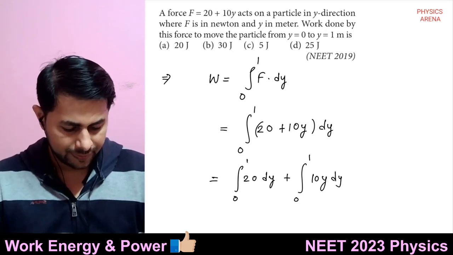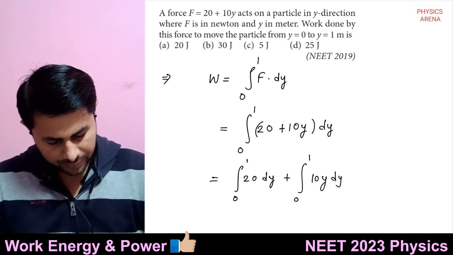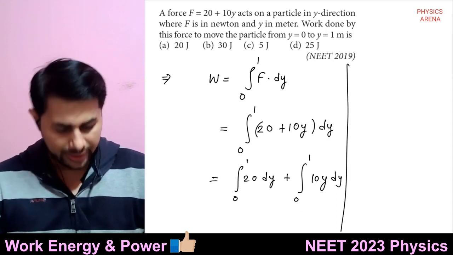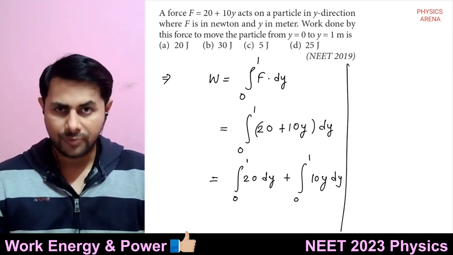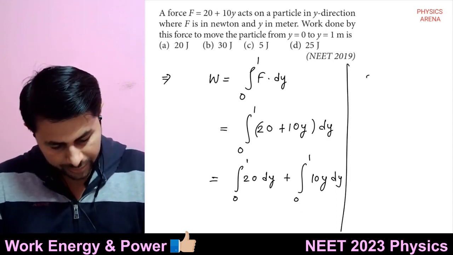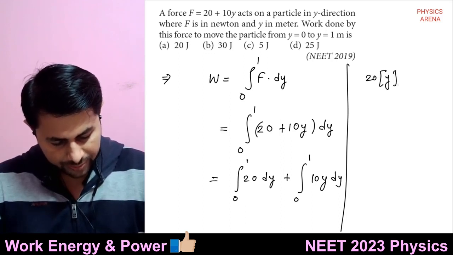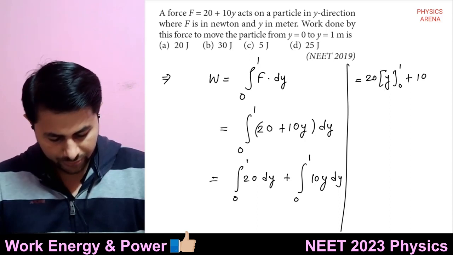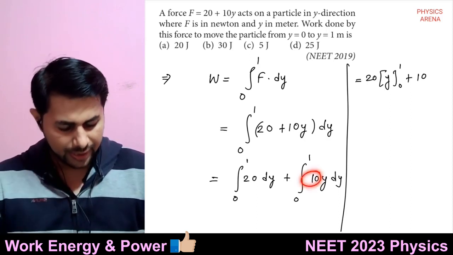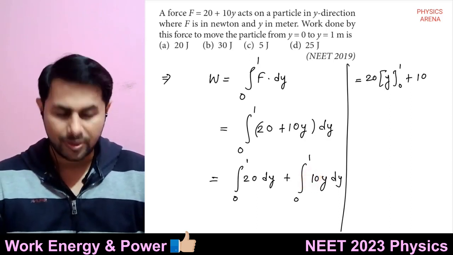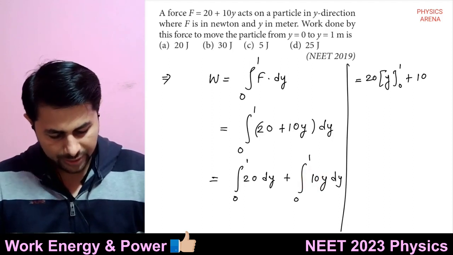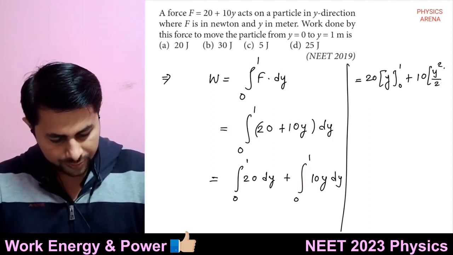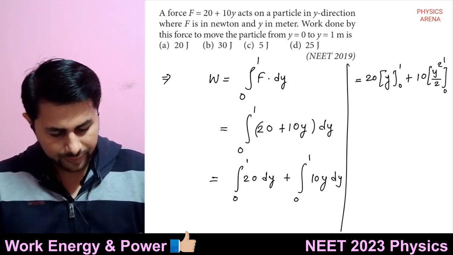from 0 to 1. Okay, and that is equal to the integral of 20 dy. So 20 you can take out. The integral of dy is y. Okay, so 20 times y from 0 to 1 plus 10 you can take out from the second integral, and the integral of y dy is y square upon 2. So y square divided by 2, from 0 to 1.